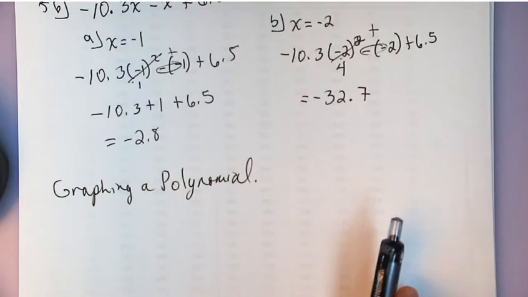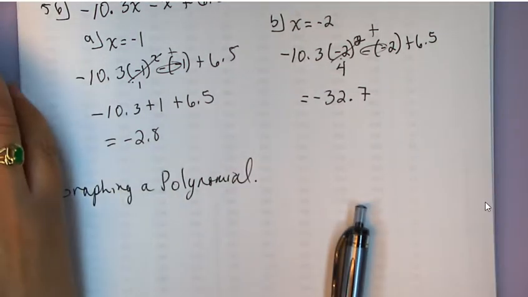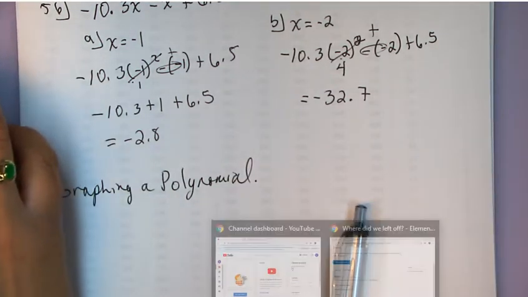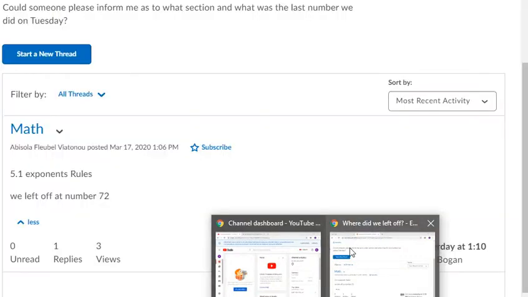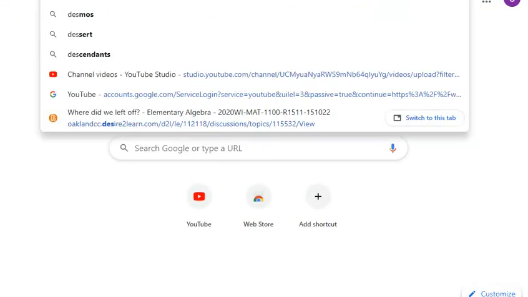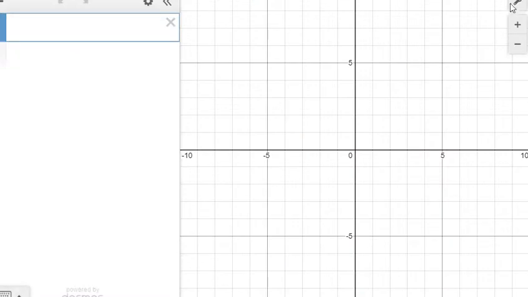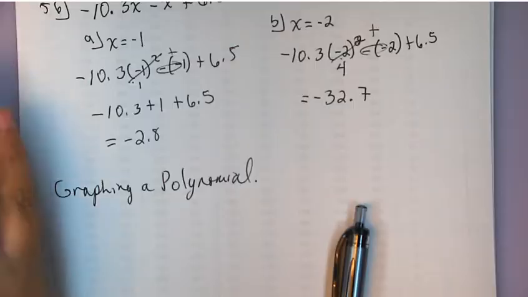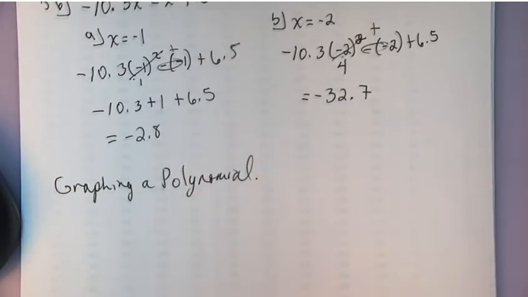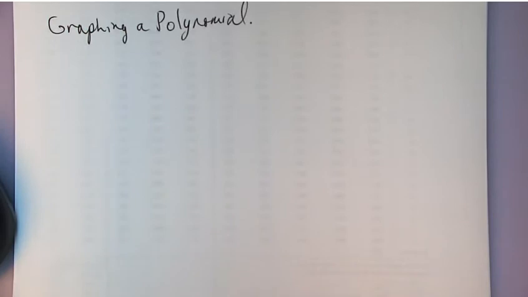Graphing a polynomial. As usual, to check our polynomials, we always want to use Desmos. We can check our polynomial by using Desmos, but we're going to do it first, and then we're going to check it using Desmos. To graph a polynomial, excuse me, we're going to make a table.